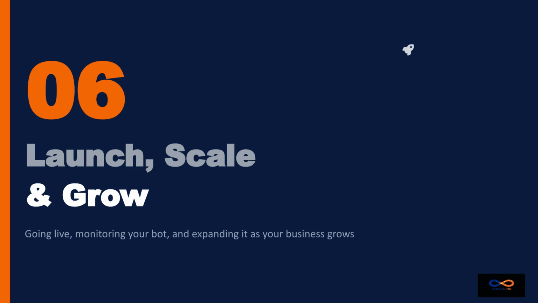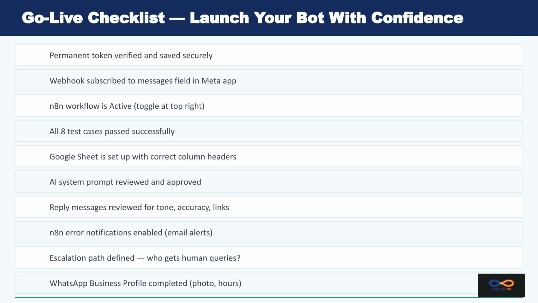Here is your 10-point go-live checklist before any customer interacts with your bot. Go through this 10-point checklist before you announce your bot to any customer. Every item represents a failure mode that can break your customer experience if missed. The most commonly skipped ones are enabling error notification emails from n8n, so you know instantly if something breaks, and defining your escalation path, meaning which phone number or Slack channel gets notified when a customer needs a human.